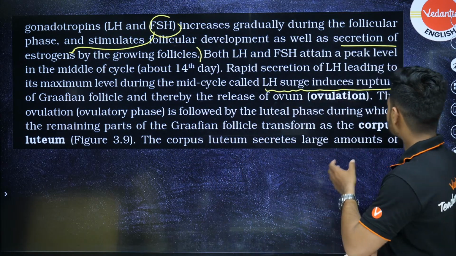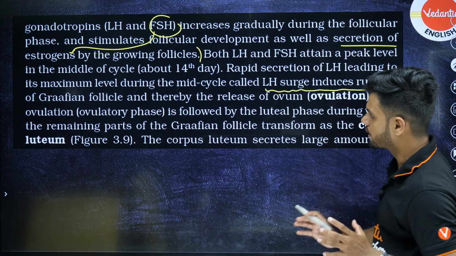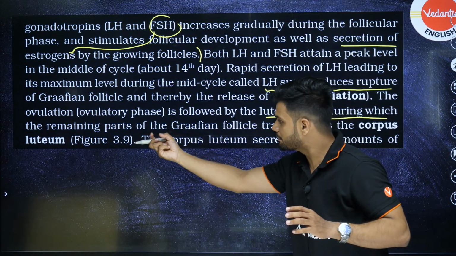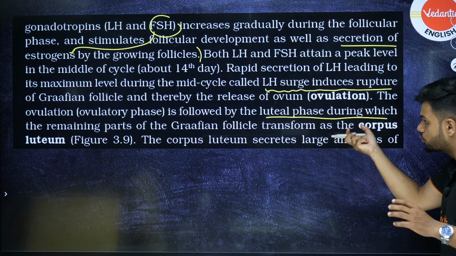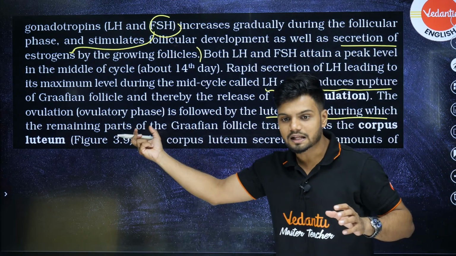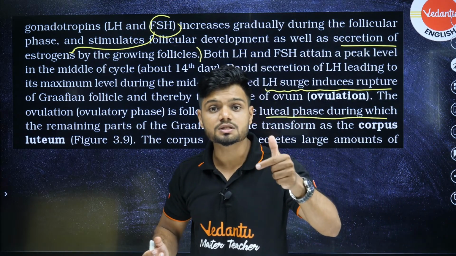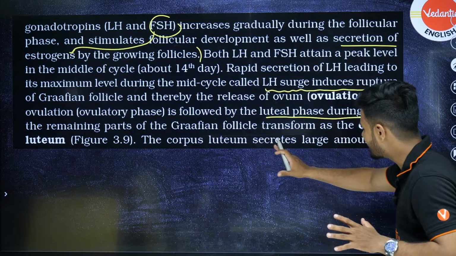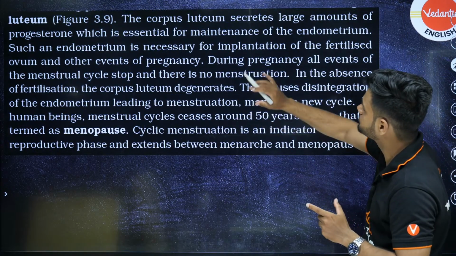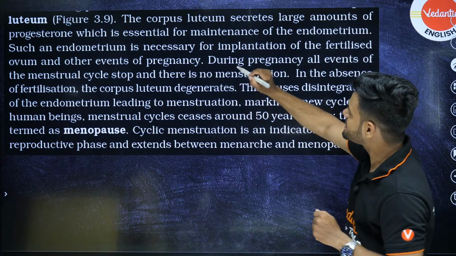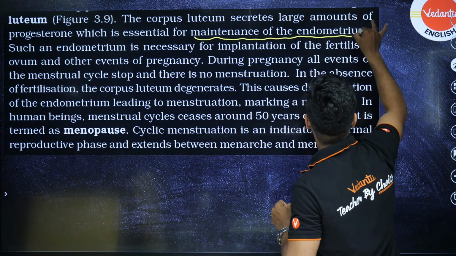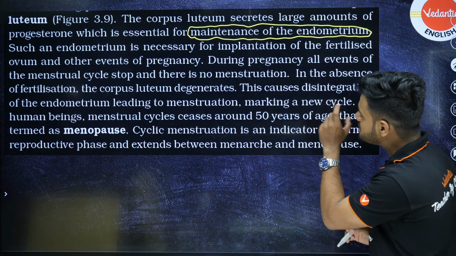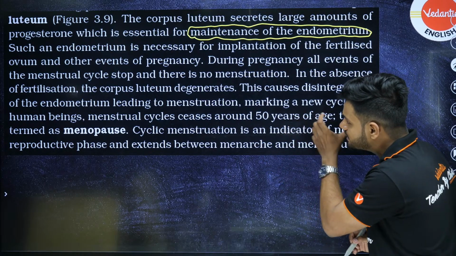Ovulation, also called the ovulatory phase, is followed by the luteal phase, during which the remaining parts of the Graafian follicle transform into corpus luteum. Now tell me in the chat quickly, corpus luteum is responsible for which hormone? Corpus luteum produces progesterone. The corpus luteum secretes a large amount of progesterone, which is essential for maintenance of endometrium. Did we learn this point? Yes. Such an endometrium is necessary for implantation of the fertilized ovum and other events of pregnancy.